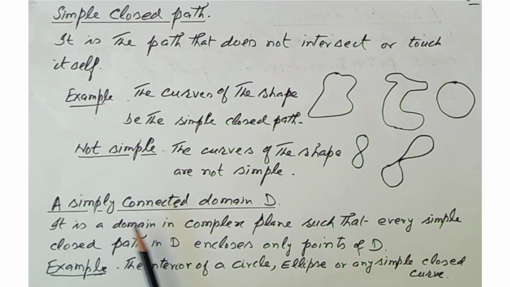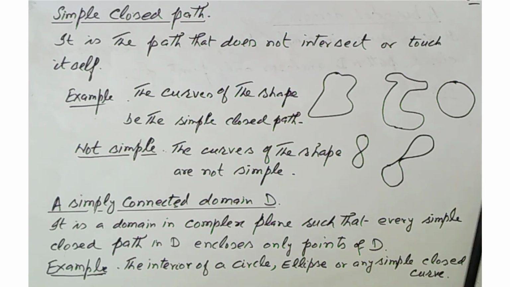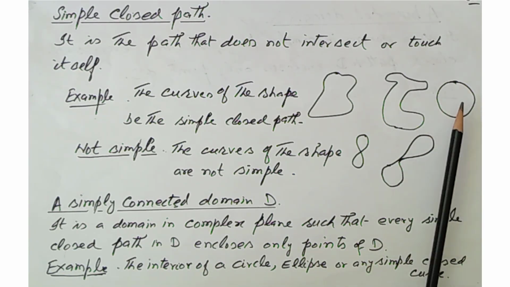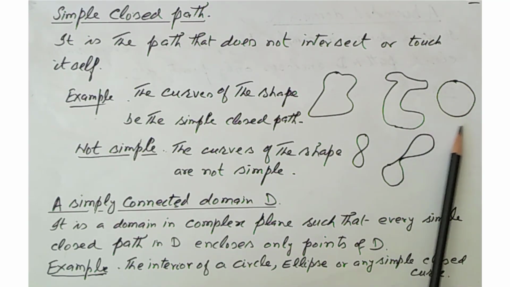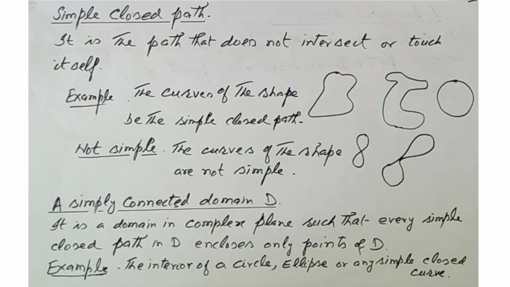Now a simply connected domain D is a domain in the complex plane such that every simple closed path in D encloses only points of D. This means, suppose this is a domain D, it contains the points. All the points are enclosed by this curve. For example, the interior of the circle, ellipse, or any simple closed curve. These are simply connected domains D.